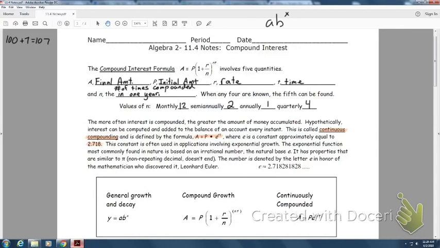Leonard Euler. Okay, so you've got this variable e that we kind of need to talk about.